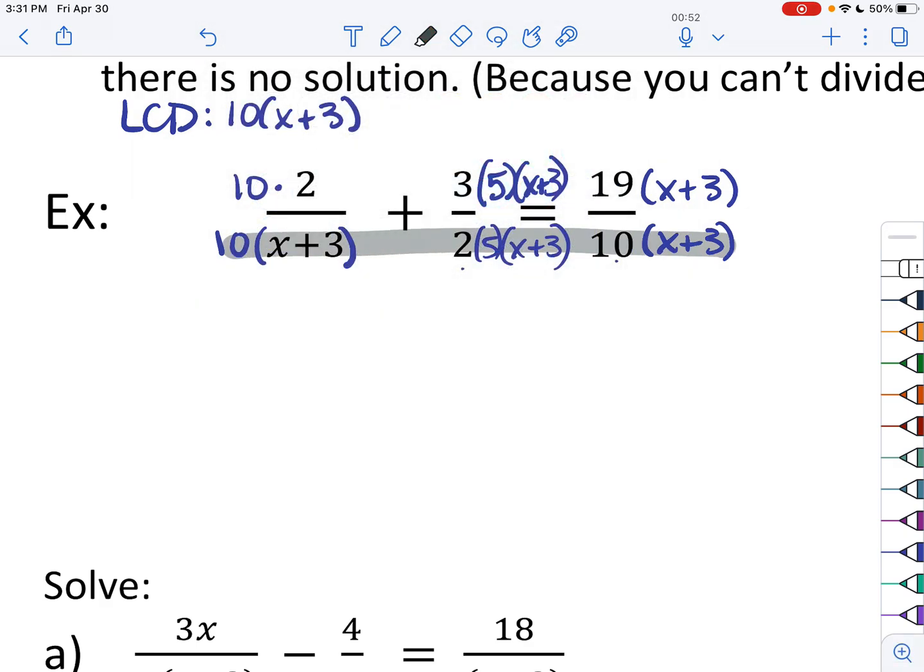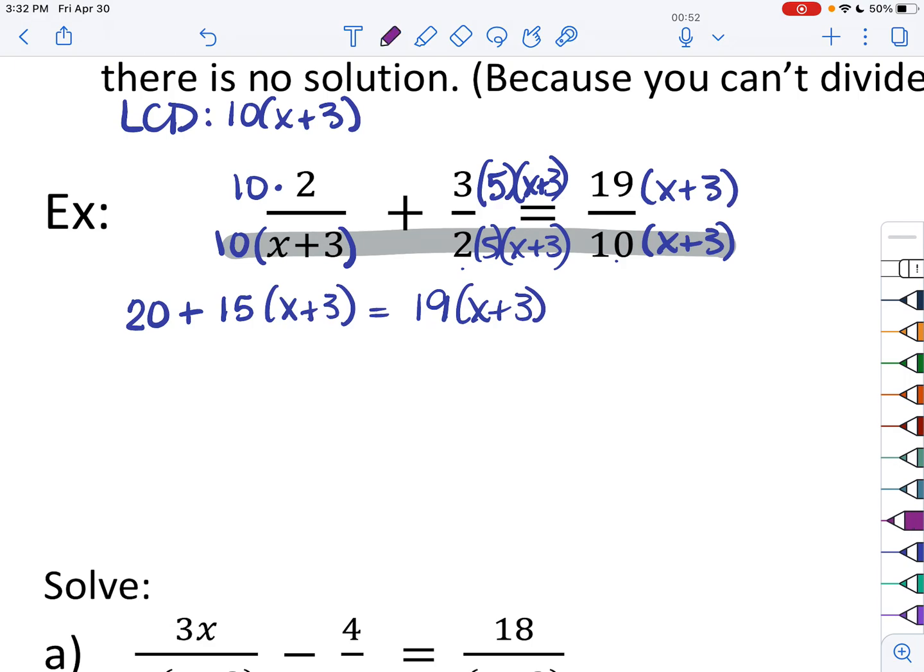Okay? We did what we had to do to make them equivalent, and so now we can absolutely not worry about them. So I'm going to rewrite it as 10 times 2, or 20, plus, remember that's a 15 times x plus 3, and it equals 19 times x plus 3. Occasionally, you can do this in your head. This one was a little bit much, so I just went ahead and brought it down so that I could see it all before I start doing my multiplication. Okay.